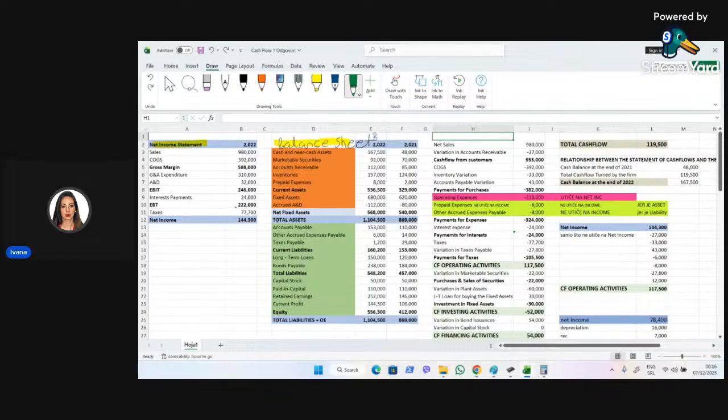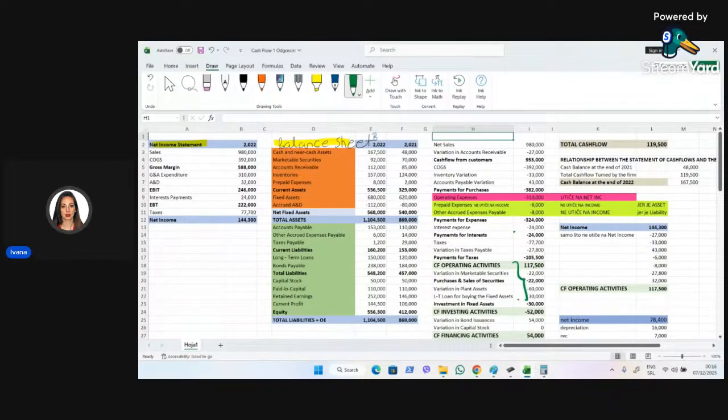Okay. Taxes are in net income. Variation in taxes payable, of course here payable because these are liabilities. Payable, taxes payable, it's less, so it's negative. Taxes payable, negative. And here is total payment for taxes.